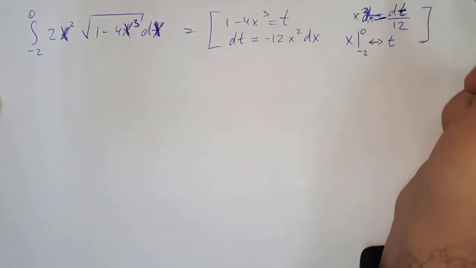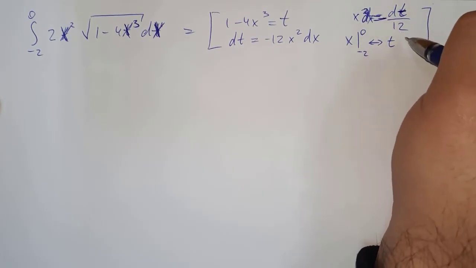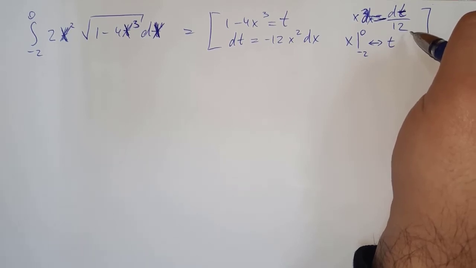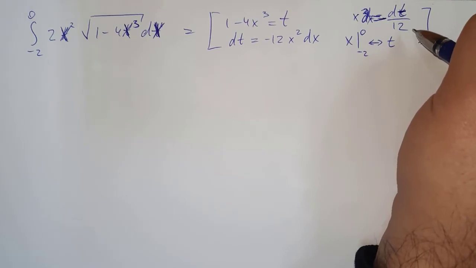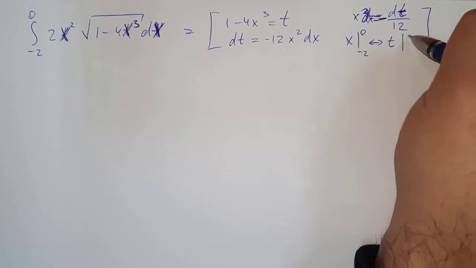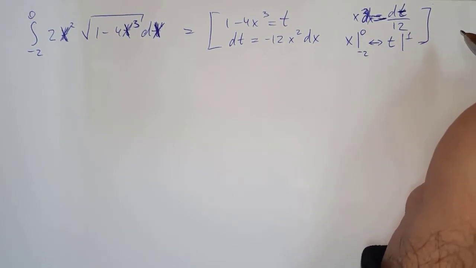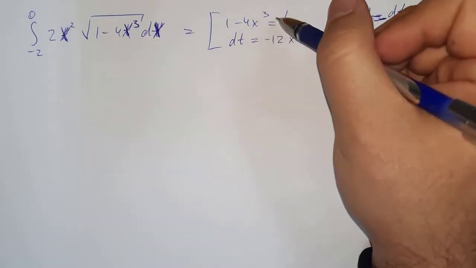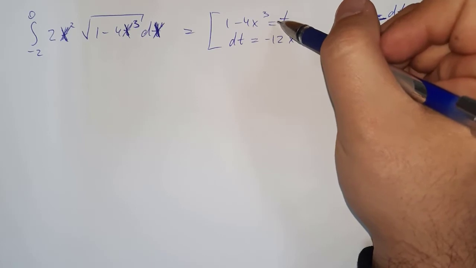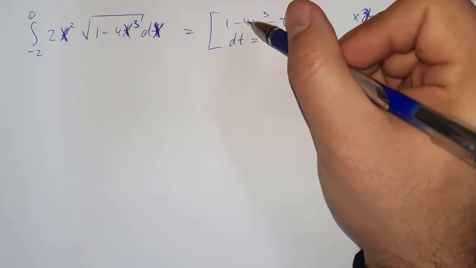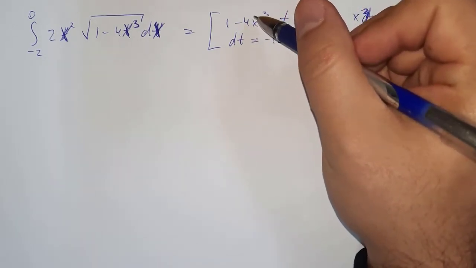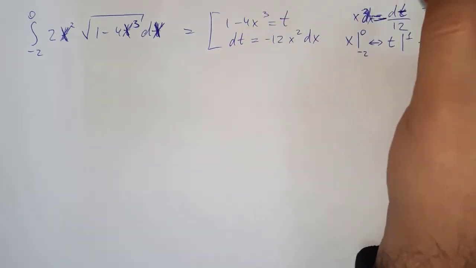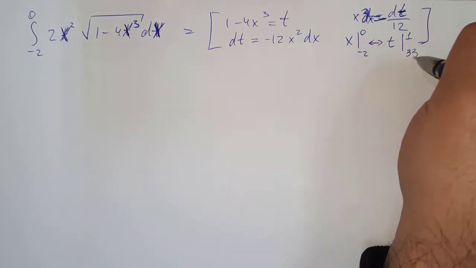If we put 0, it will be 1. So it is 1. And now, when we put -2 here, we have -2 cubed. This is -8. It will be 32 plus 1, and we have 33. Look here.